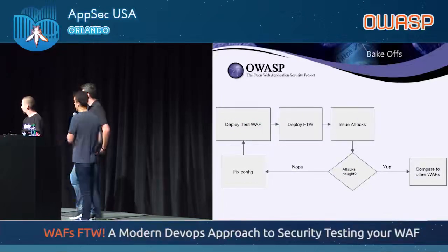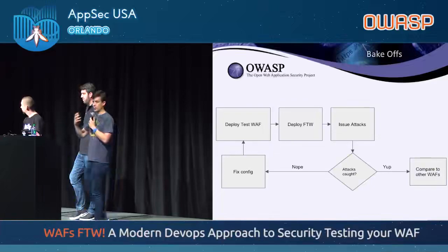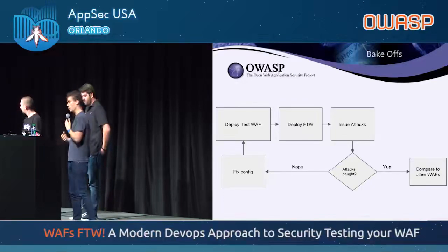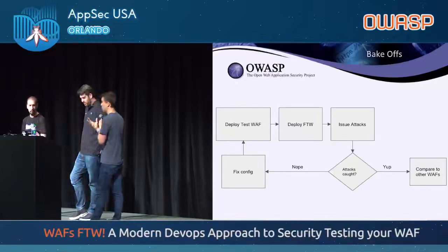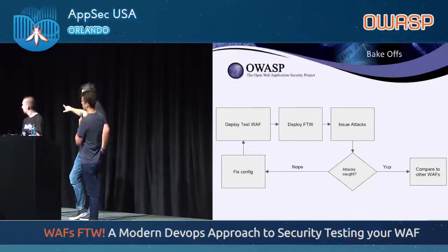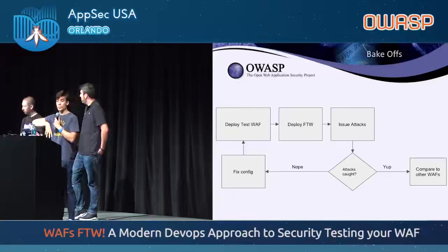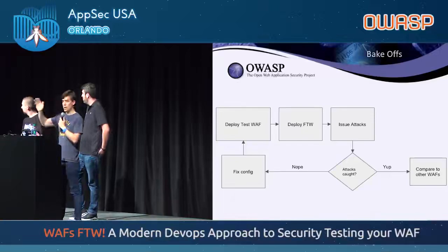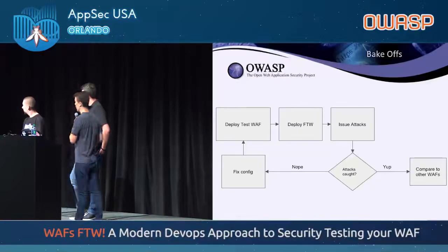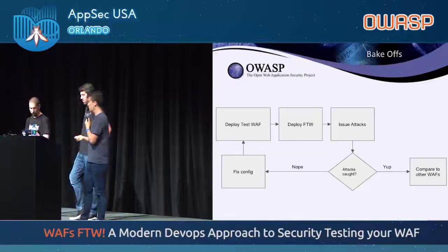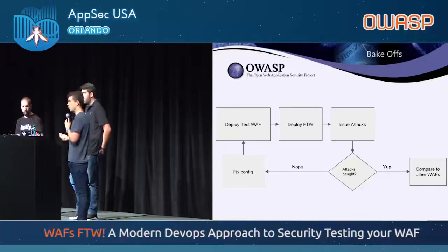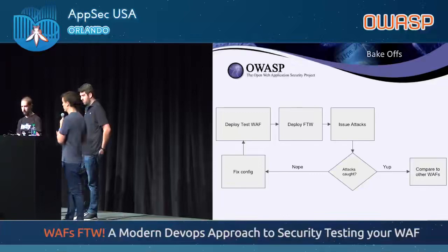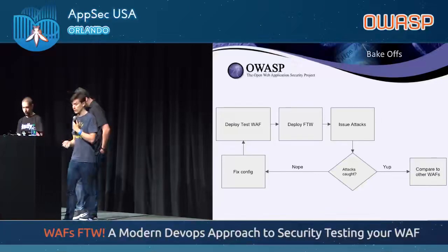So this all really started off with the idea of a bake-off. I talked about the Magic Quadrant. I talked about the Forrester Wave. We essentially wanted this ability to deploy a WAF that you're evaluating, FTW on top of it, which is a corpus of those tests I was talking about, and just issue a battering ram of these types of attacks against the WAF. Now, if you catch them or not, that's going to be part of your evaluation criteria of whether or not you should purchase this. And then you can compare that against other WAFs.